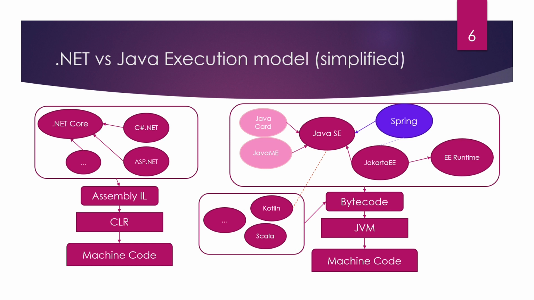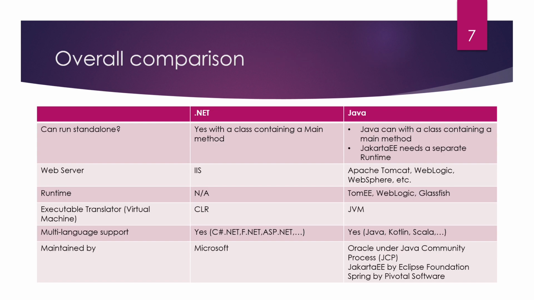JVM-based languages can use Java SE libraries or they can have their own libraries. Let's go to other features. Both Java and .NET can run standalone. The only exception is that for Jakarta EE applications, you need a separate runtime and you cannot run them on a standalone machine.